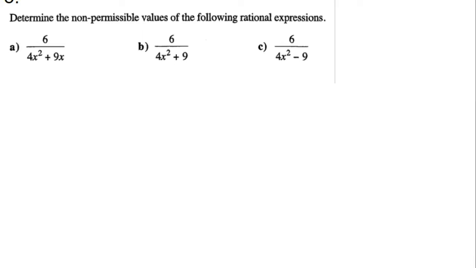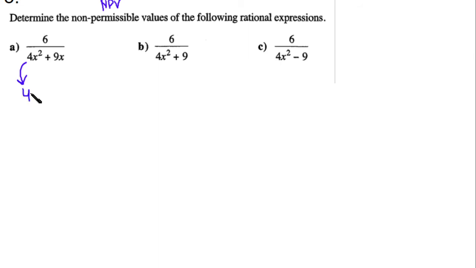This is question number 3 from the Rational Expressions and Equations unit. Determine the non-permissible values, or NPVs, of the following rational expressions. The basic procedure here is that we pull out the denominator and we equal it to 0.